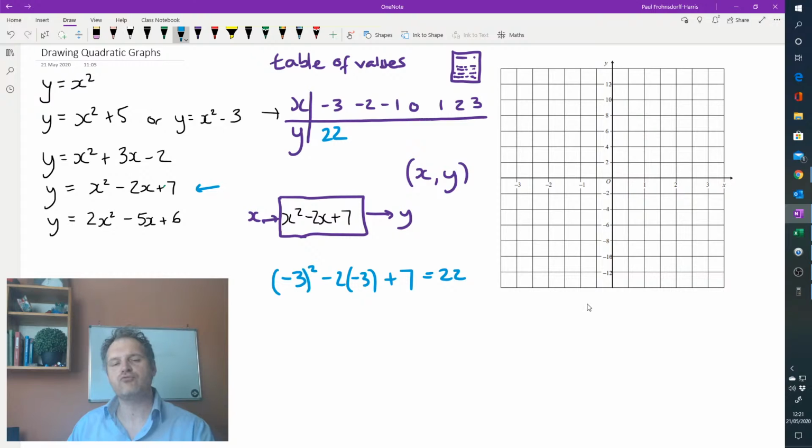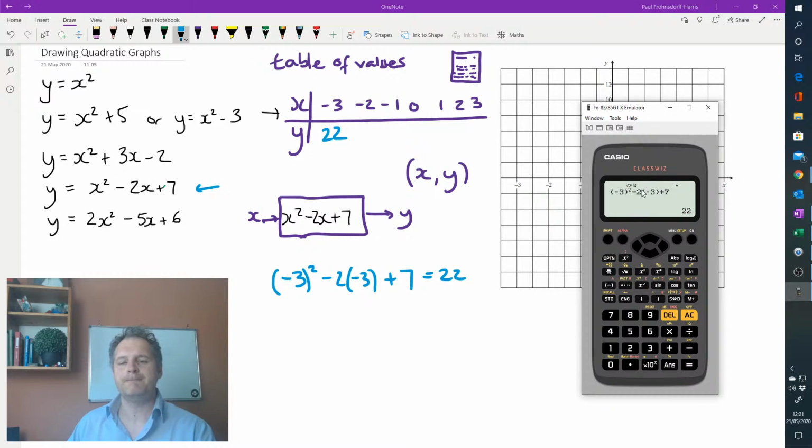The reason it's got quite big is because minus 2 times minus 3 is actually plus 6. Because 2 times 3 is 6, and minus 2 times minus 3 is plus 6. But also, the minus 3 squared is plus 9. Remember, we don't have negative square numbers. So that's why we've got 22.